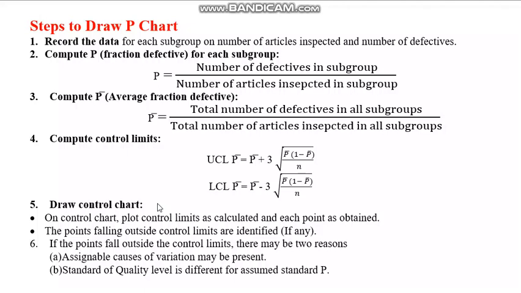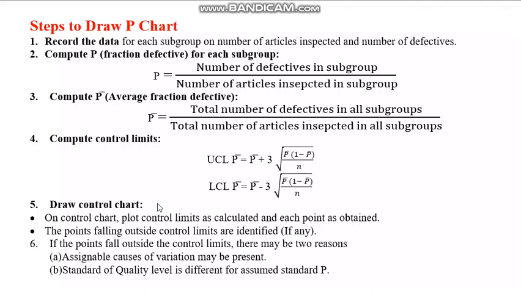Now on the control chart, plot the control limits as calculated and each point as obtained. The points falling outside the control limits are then identified. If something is falling outside, that shows we do not have control over the process.